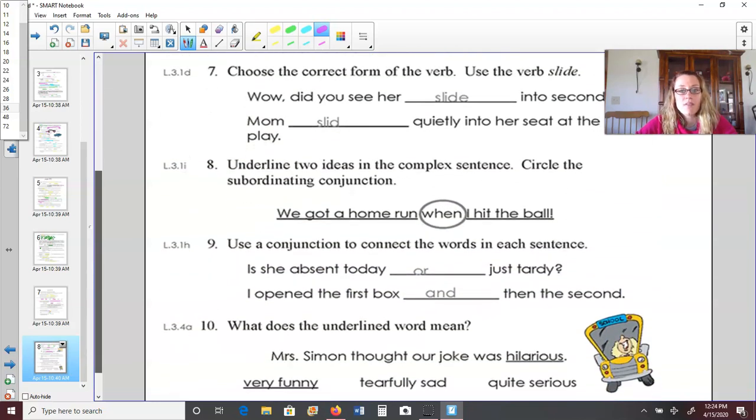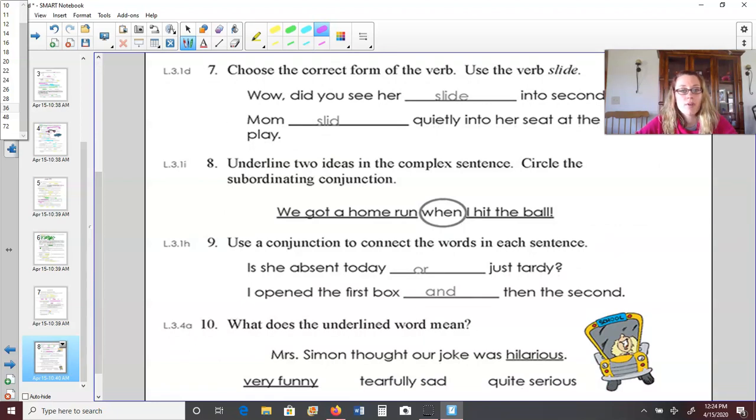Okay, number 7, choose the correct form of the verb using the verb slide. Wow, did you see her blank into second base? Did you see her slide into second base? Mom blank quietly into her seat at the school play. Mom slide quietly. Mom slided quietly. No, in this case, the verb changes to slid, S-L-I-D. Mom slid quietly into her seat.